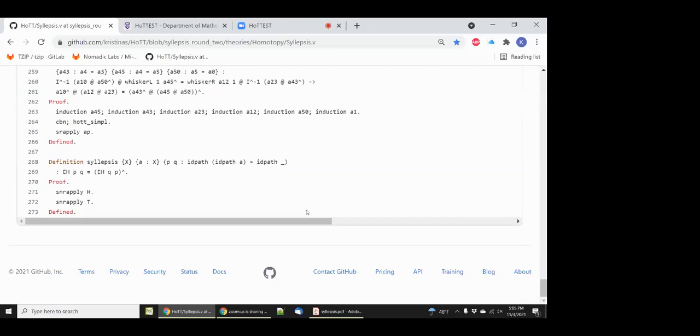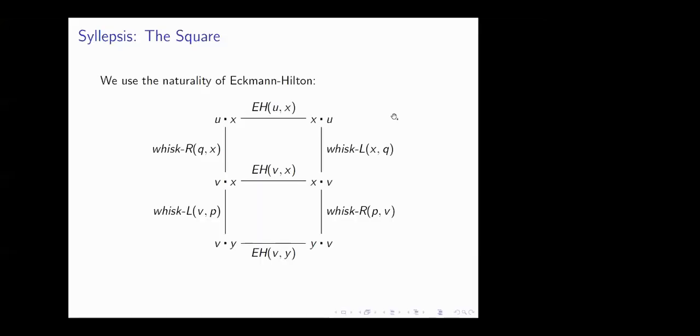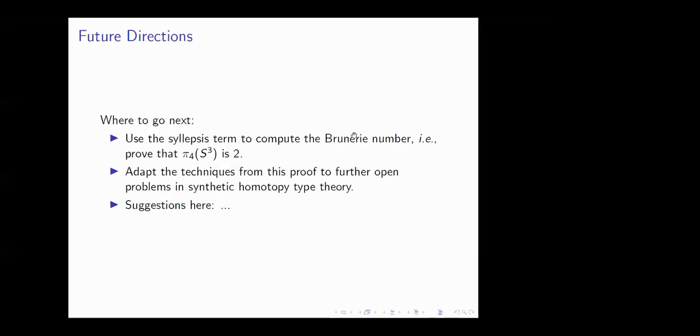And this was supposed to take an hour, but unfortunately the proof is just so short that I'm basically done at this point. And the question is where to go from here. So obviously, the idea that people had is that we can somehow use the Syllepsis term to compute the Brunerie number in a way that imposes less torture on the reader and the person coming up with the proof, and the person who's supposed to formalize it.